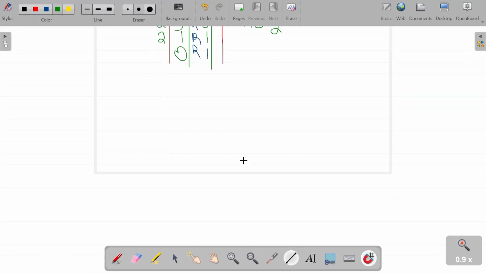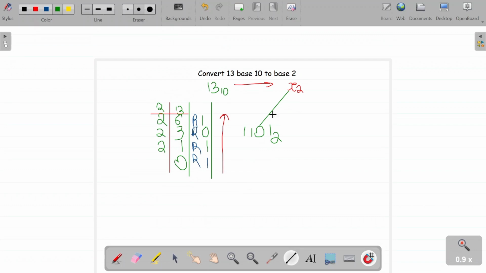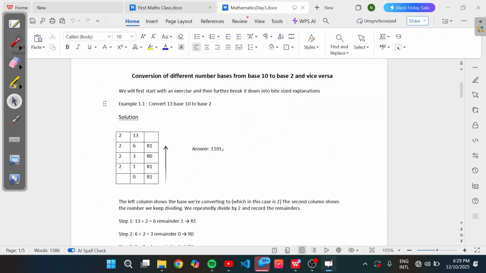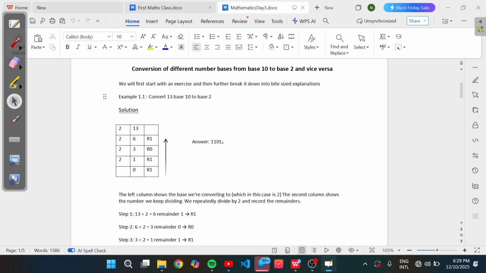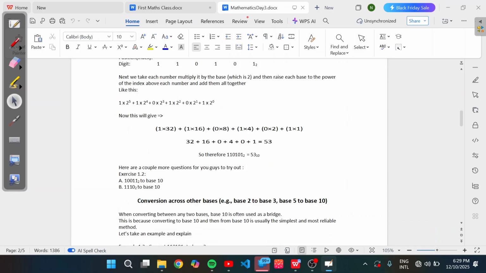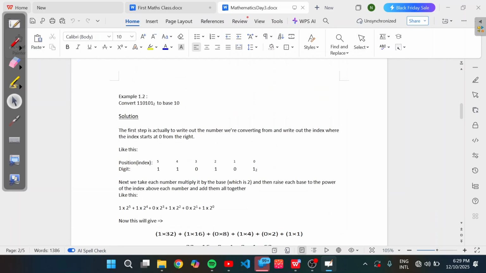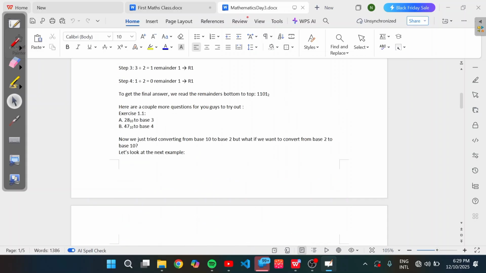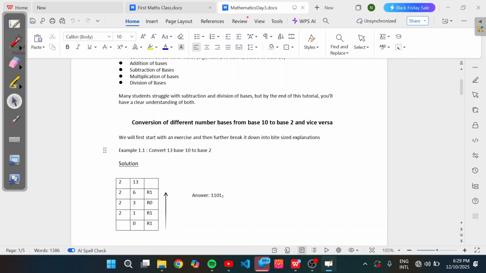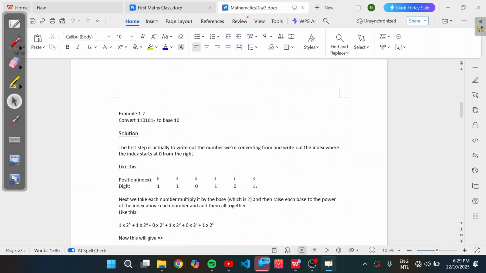Okay, so we've treated converting base 10 to base 2. Let's take a look at our work again. Okay, now we're going to treat conversion of base 2 to base 10. So we're given this example, so let's treat it.